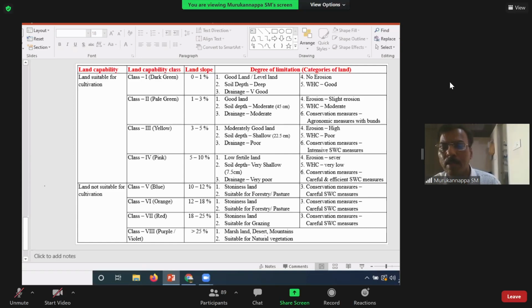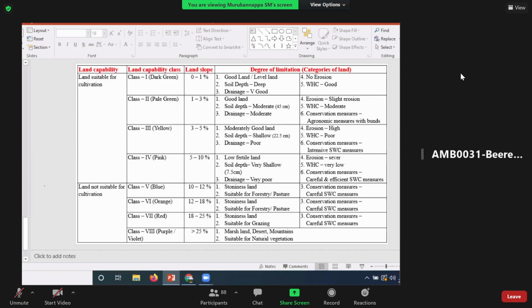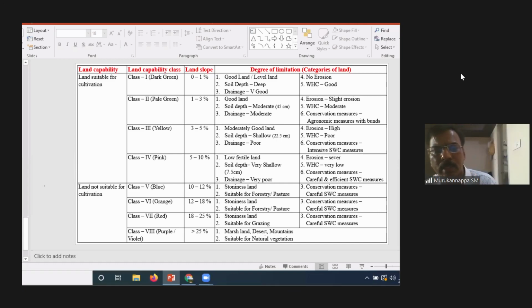Even though more than 25%, which class? 8th class, sir. 8th class. It is not fit for cultivation. So even at 35% land slope, we can adapt cultivation by means of special conservation structural measures, which will be studied in future classes. Okay, sir. Thank you, sir.